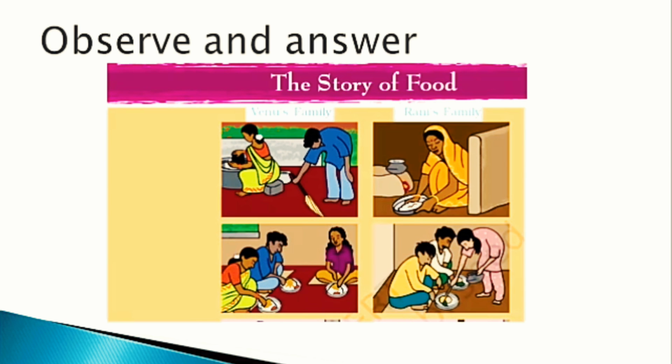Is your family like any one of these families? So this question is giving children an opportunity to think beyond observation. So observation is linked to your own interpretation.